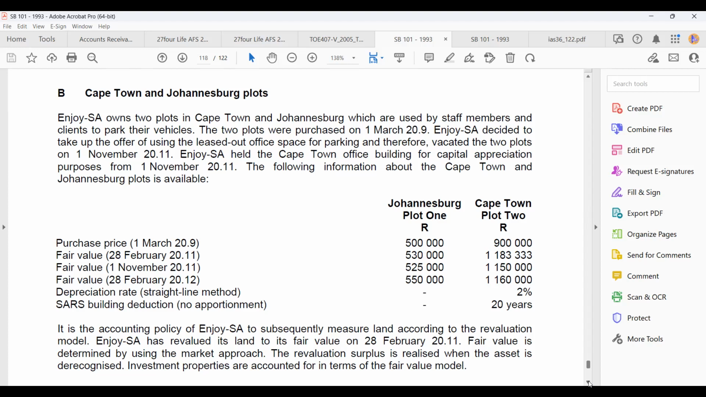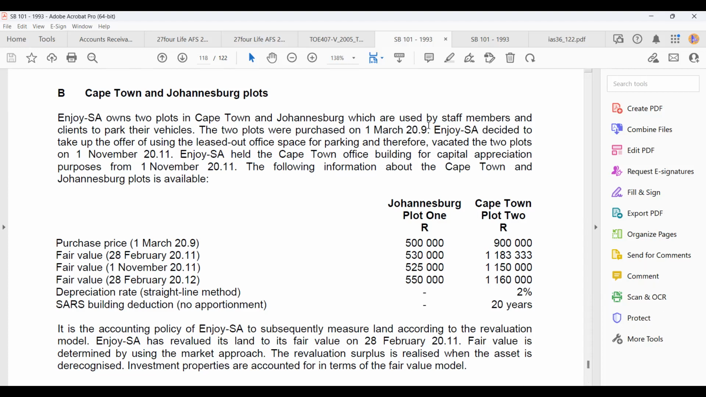So this required only has 3 parts, A, B, and C. Okay, we did A yesterday. We'll do B and C today. We'll start with C, and we'll come back to B. Okay, so they say Enjoy SA owns 2 plots in Cape Town and Johannesburg, which are used by staff members and clients to park their vehicles. Okay, so take note, they have two items.